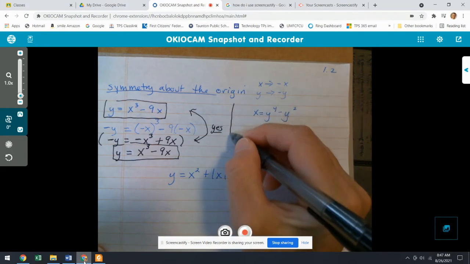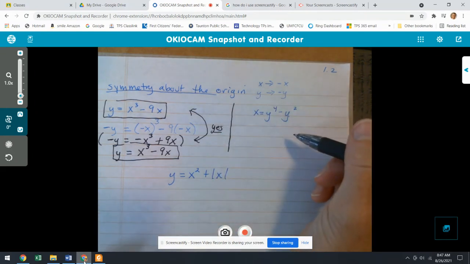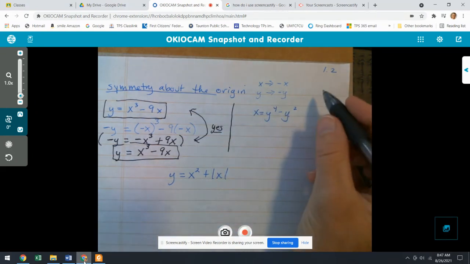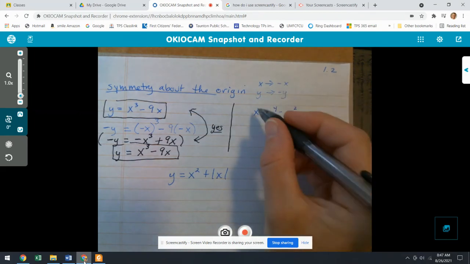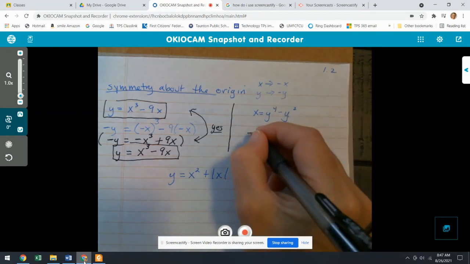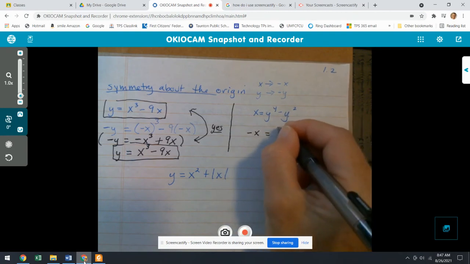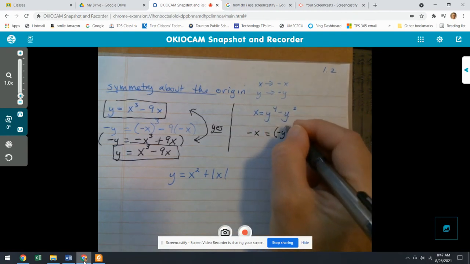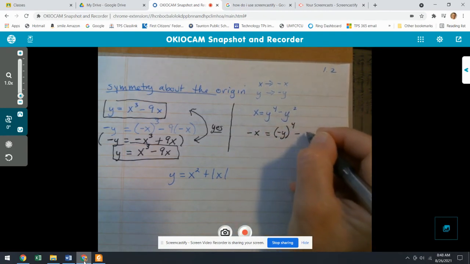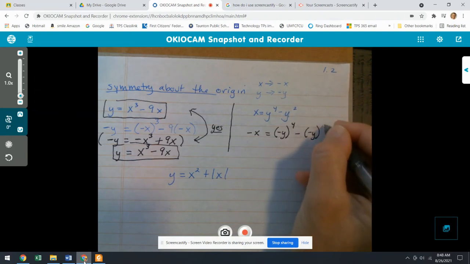All right, let's check our second equation here. Again, feel free to hit pause and try this on your own and then come back. So again, I have an x. I'm going to change it to the opposite of x. I have a y. I'm going to change it to the opposite of y. I have another y. Change it to the opposite.